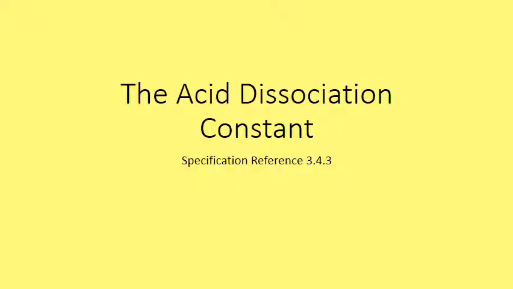So the next lesson is on the acid dissociation constant, which is what we use when we're dealing with weak acids. Because with strong acids, we can easily say that the hydrogen ion concentration is very simply related to the acid concentration, but that's not so with the weak acids because they're not fully dissociated. So instead, we have to use the acid dissociation constant.